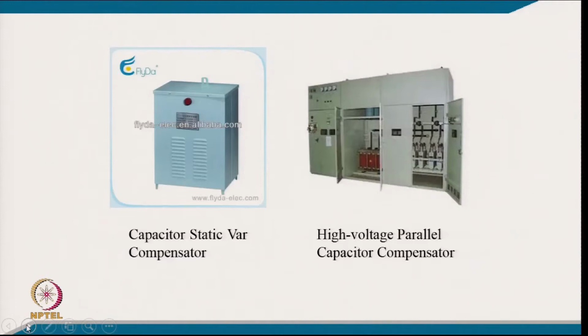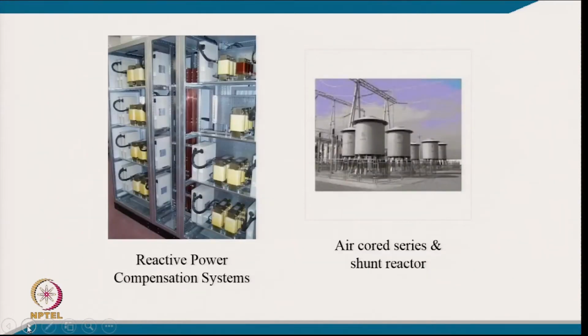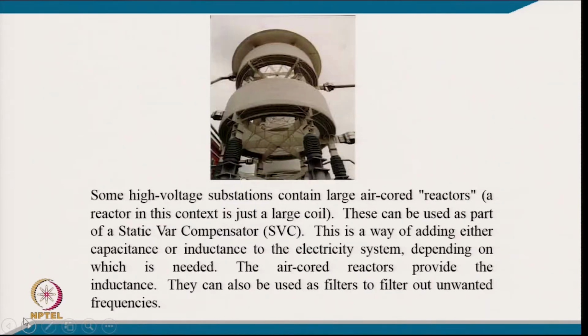Well, you can see clearly in the photograph what a capacitor static VAR compensator looks like and what a high voltage parallel capacitor compensator looks like. Then there is a reactive power compensation system; in the photographs on the left and right side you can see air core series and shunt reactors, which are used in very high voltage networks like transmission systems. Some high voltage substations contain large air core reactors.